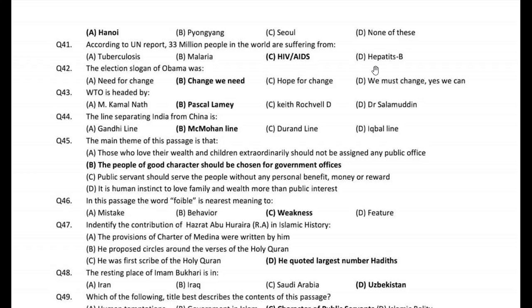The line separating India from China is? Option B, McMahon Line. The main theme of this passage is that? Option B, the people of good character should be chosen for government offices. In this passage, the word foible is nearest in meaning to? Option C, weakness.